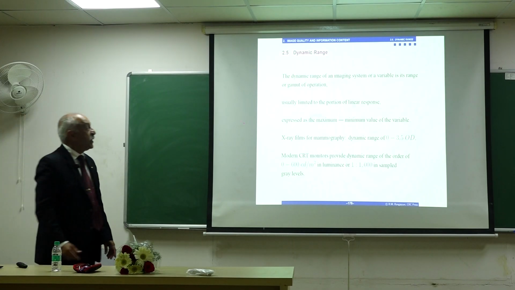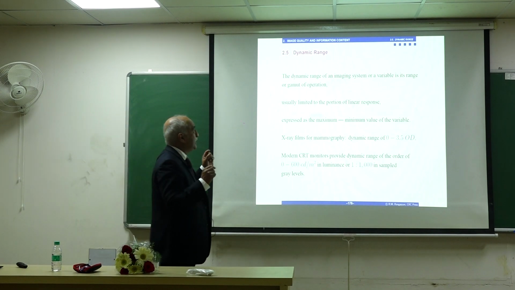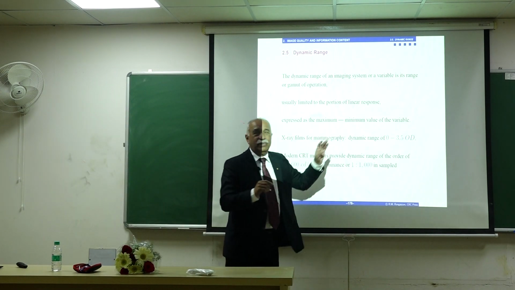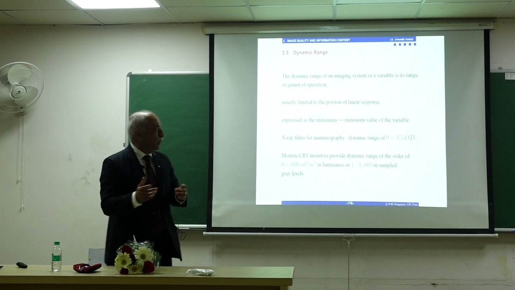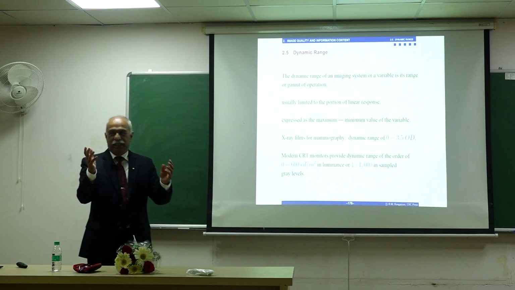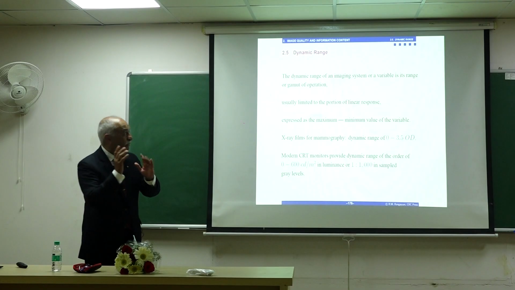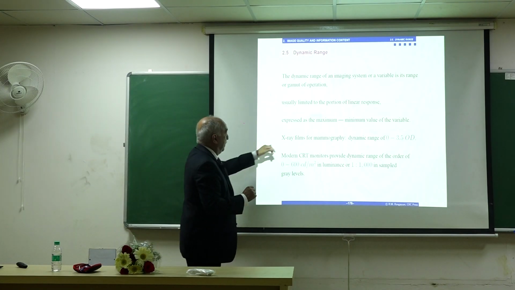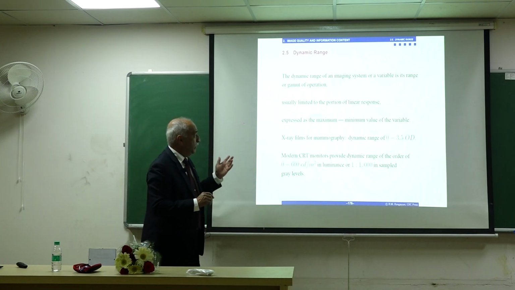So what is dynamic range? It's maximum to minimum, or maximum minus minimum. Or you can say minimum to maximum, some range you specify. So X-ray films for mammography, 0 to 3.5 optical density.